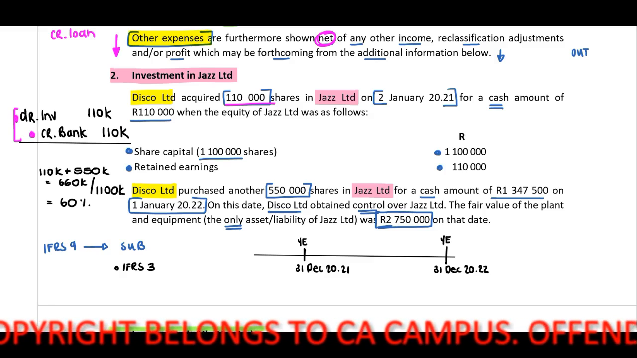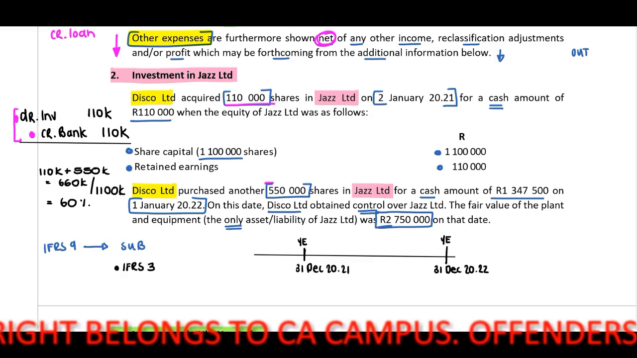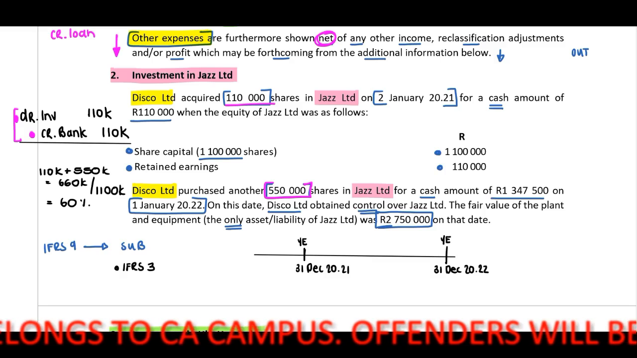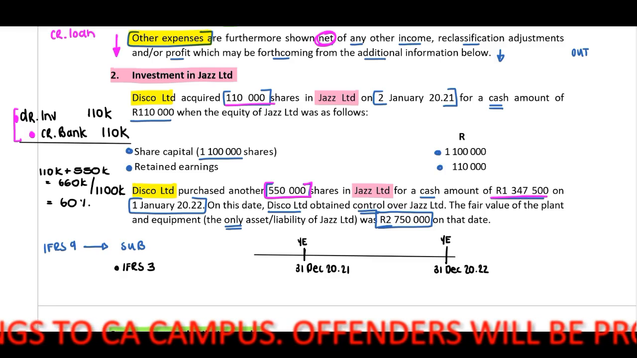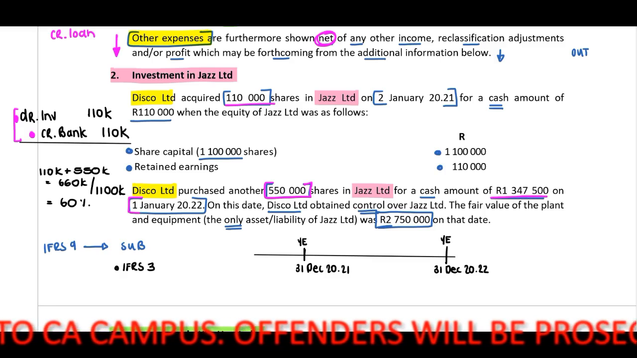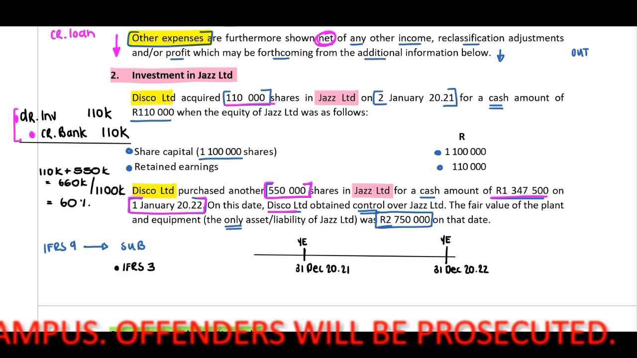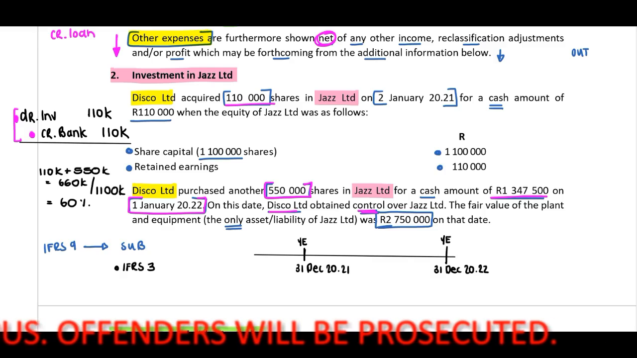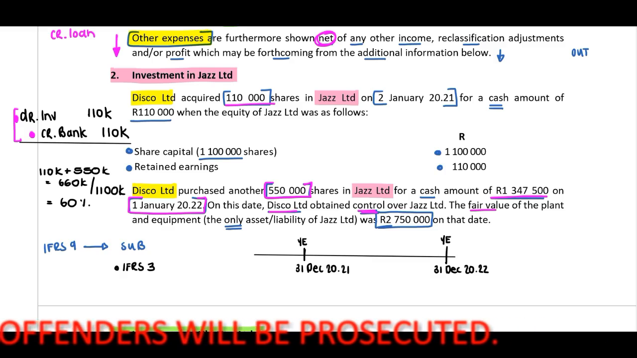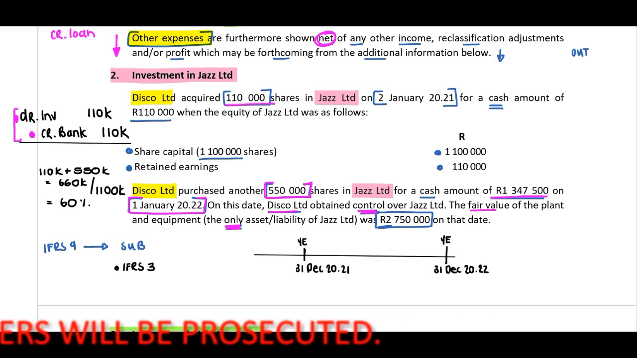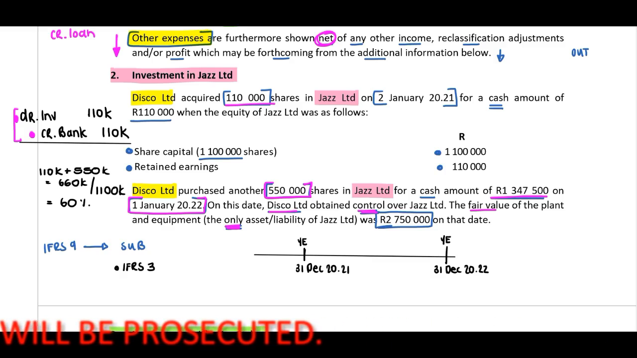Now, Disco Limited purchased another 550,000 shares in Jazz for a cash amount of 1,347,500 on 1 January 2022. On this date, Disco Limited obtained control over Jazz, and the fair value of the plant and equipment, which is the only asset and liability of Jazz, was 2.75 million.